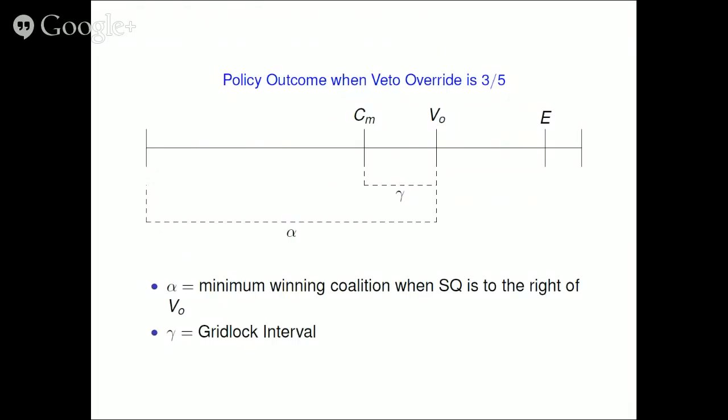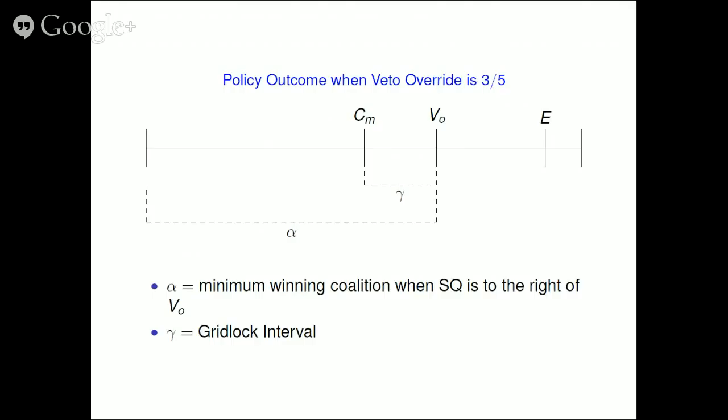Okay, let's now look at when the veto override is 3/5. Now I've labeled the veto override person, that pivot, V sub O. They are no longer the chamber median. In fact, they are farther away from the chamber median. And the minimum winning coalition now must include the chamber median, of course, the veto override pivot, and everybody to the left of the veto override pivot.